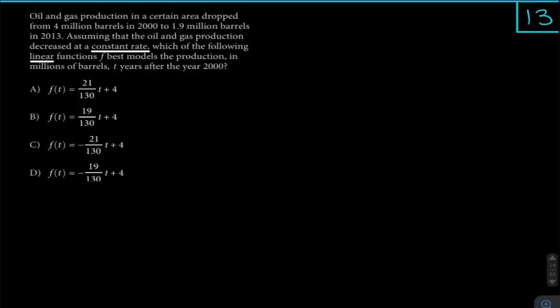And so we know that we're not going to have a positive slope. So A and B aren't going to be it. And then it's really just a matter of C or D. And so it seems that we're going to have to figure out our slope here. So let's do that, right? Our slope would be y2 minus y1 over x2 minus x1.